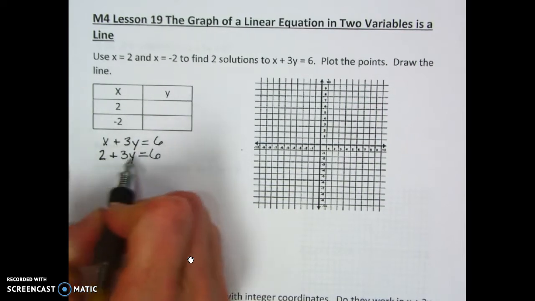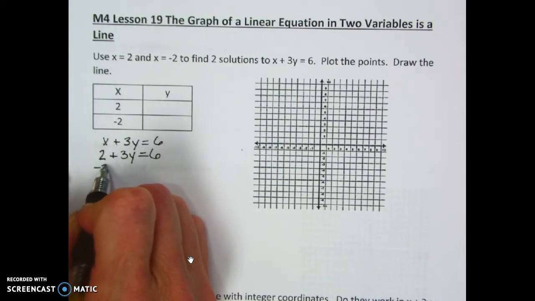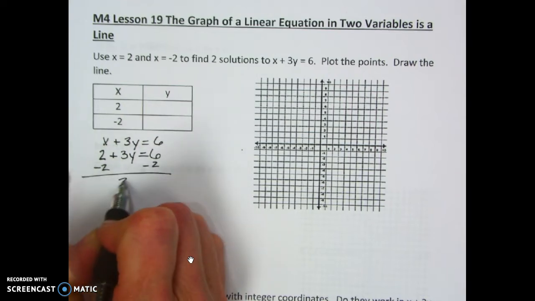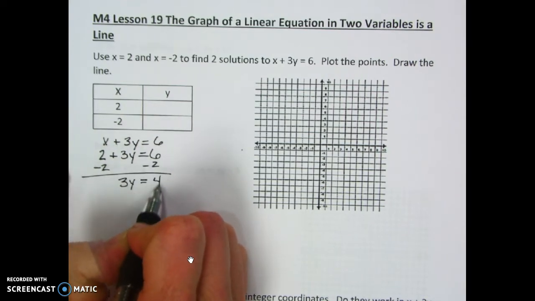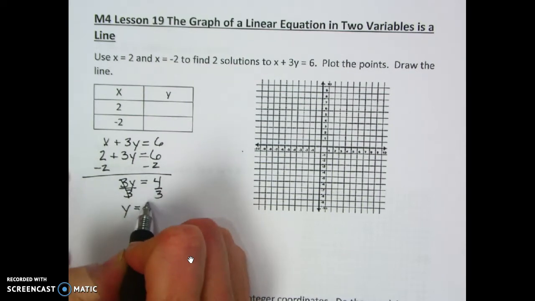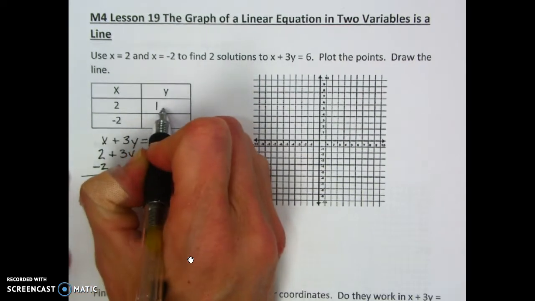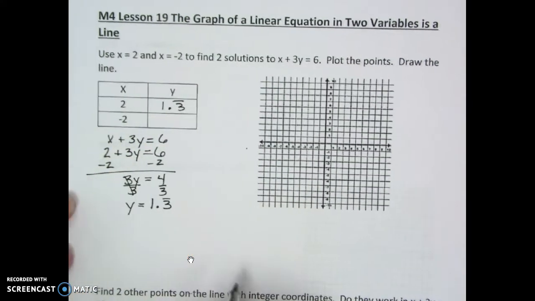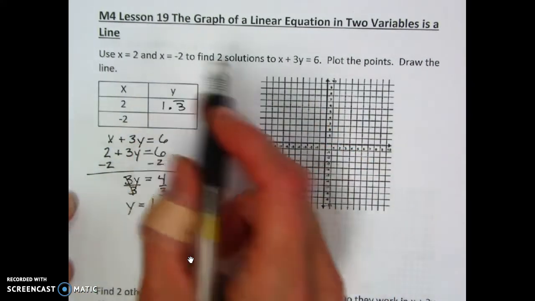We have this. This is a two-step equation. We want to subtract 2 on both sides and then divide by 3 to get what y is when x is 2. So this would divide to 1 1/3 or 1.3 repeating. Then we're going to do the same thing, only this time we're going to put negative 2 in.